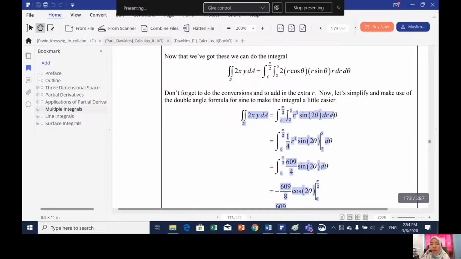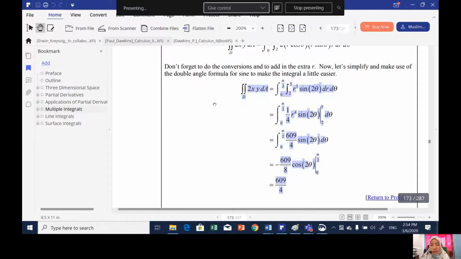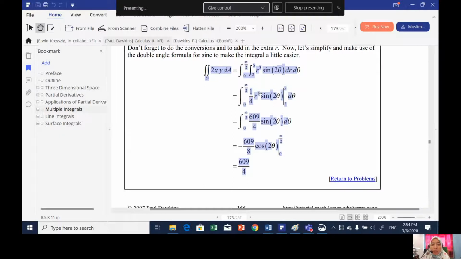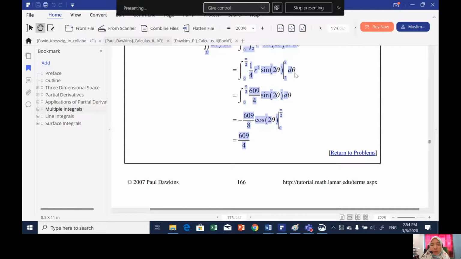So we perform the integration with respect to the r variable first. Integrate r cubed, which becomes r to the power 4 over 4, and then we evaluate when r is 5 and r is 2. Then we have the constant of 609 over 4. The next step is to integrate sin 2 theta with respect to theta. The integral of sin theta becomes negative cos theta, but here we have sin 2 theta, therefore the integration of sin 2 theta becomes negative cos 2 theta over 2.